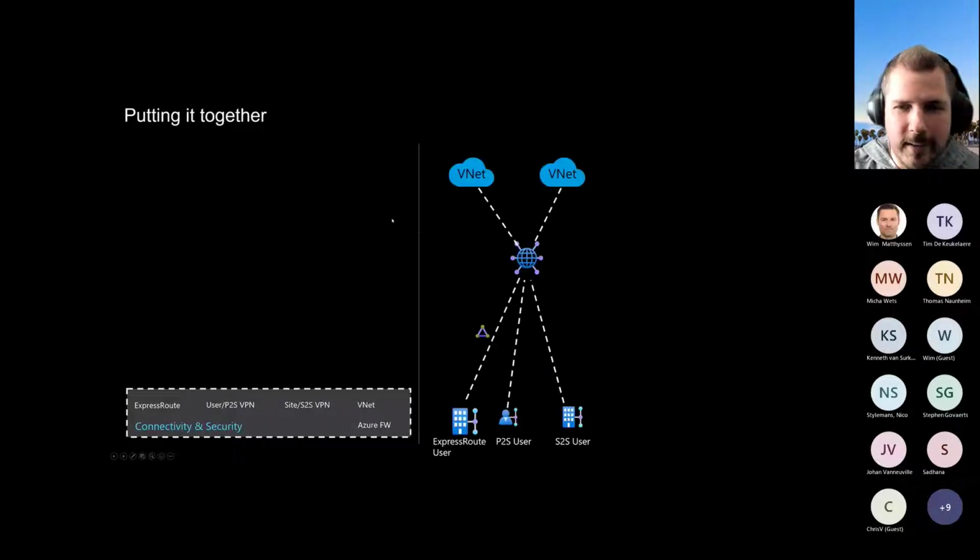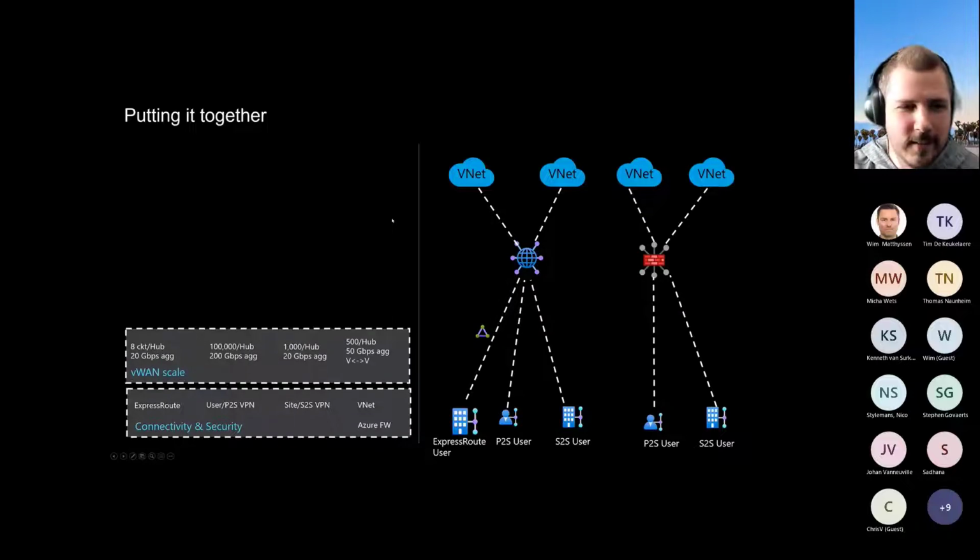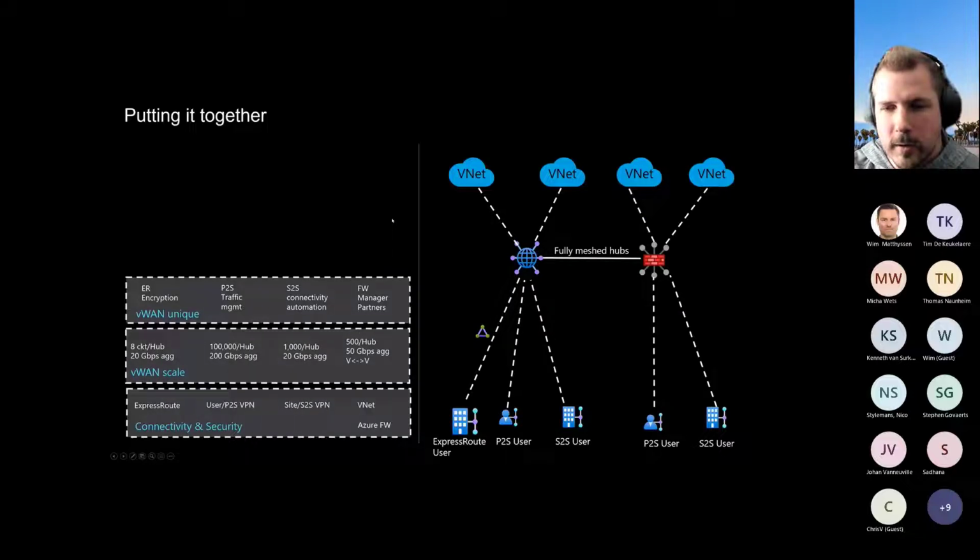So putting it all together, right? So connectivity and security, again, all of the connectivity options are available to you from a virtual WAN perspective, as well as the ability to secure virtual WAN now with the Azure Firewall or a third-party firewall provider of your choosing, as long as it's one of the three.